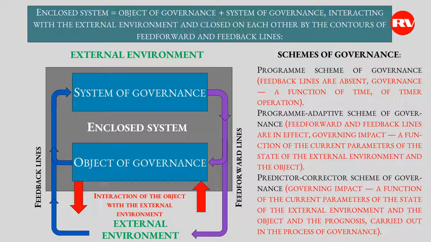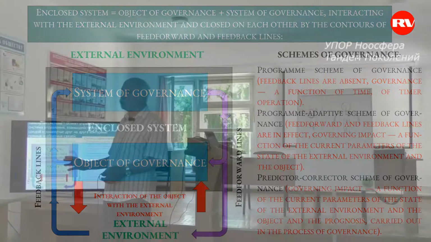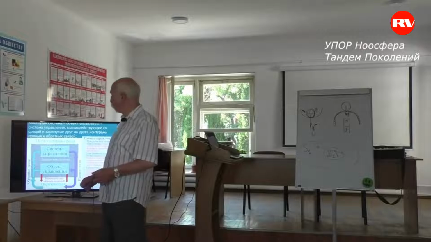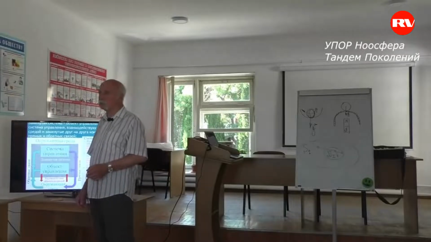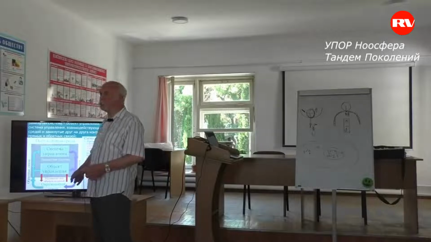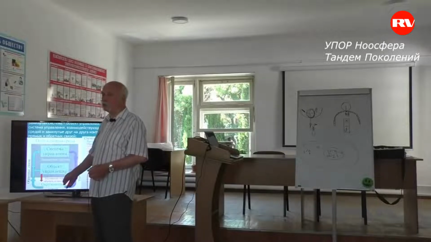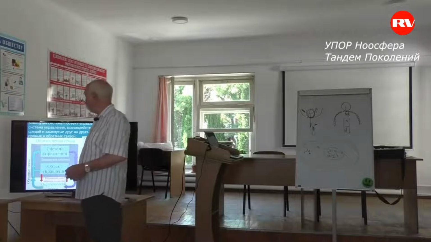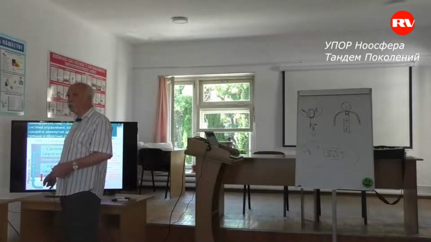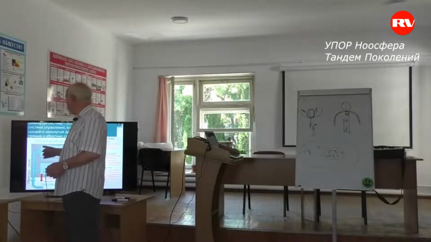This linkage here between the system of governance and the object of governance, this is an enclosed system. Then the particularities begin. In the sufficiently general theory of governance, some of the feed-forward lines go into the environment with which the enclosed system interacts, and some of the feedback lines from the environment go to the system of governance.